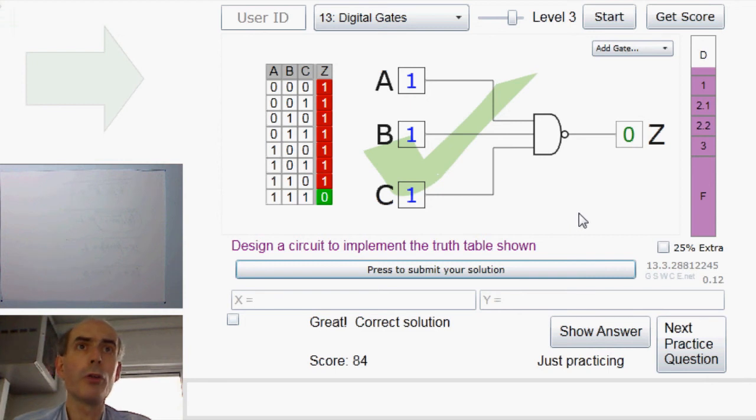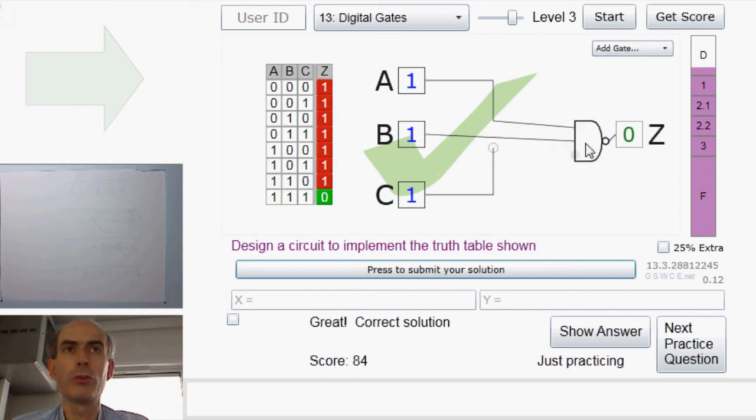Okay, hopefully you've got the idea. Oh, I should mention again, if you want to delete a wire, you right-click on it. If you want to delete a component, just pick it up and drag it off the screen like that. That should work fine. I think that's all you need to do. Good luck.